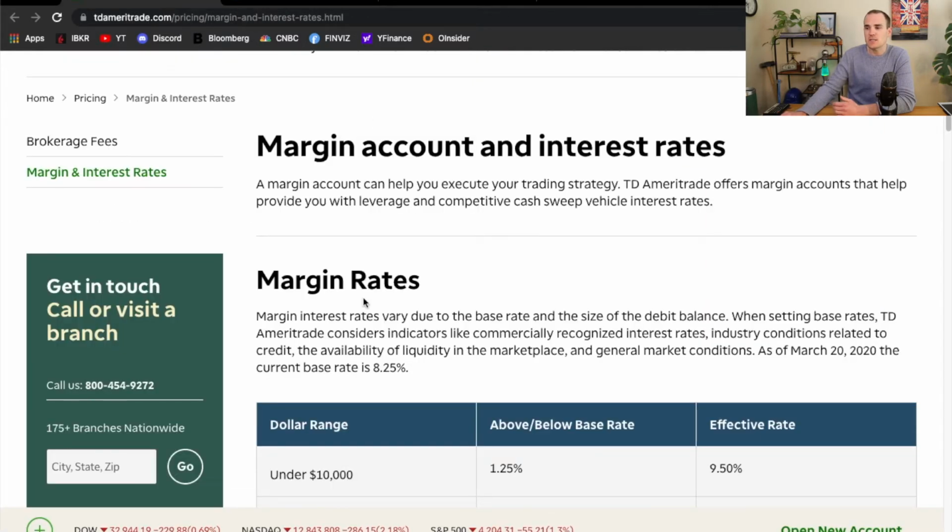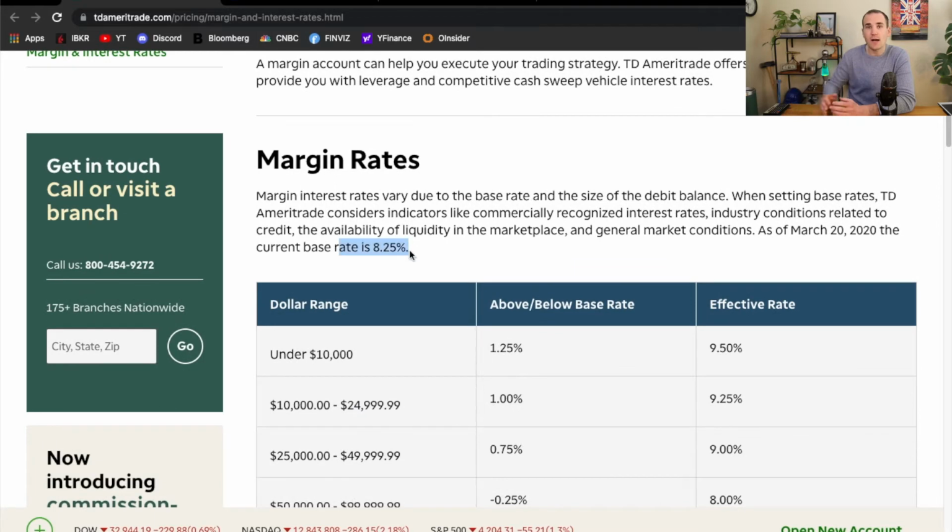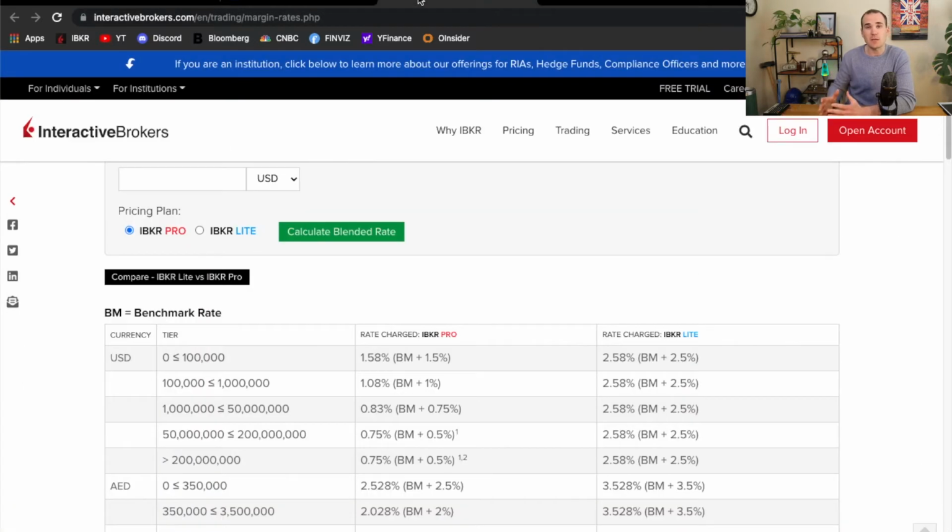Same at TD. You'll see their base rate is 8.25. So when you add again this above the 1.25, you're going to pay over 9% for a margin loan at TD right now. And that's not including any of the future rate hikes. So keep that in mind when you're looking at different brokers. That's one of the reasons why Interactive Brokers is so unique when it comes to margin, because they generally use a very competitive benchmark rate to set their margin rates, which is why they tend to be so low. But again, check with your broker to make sure the rate is something that makes sense for you.